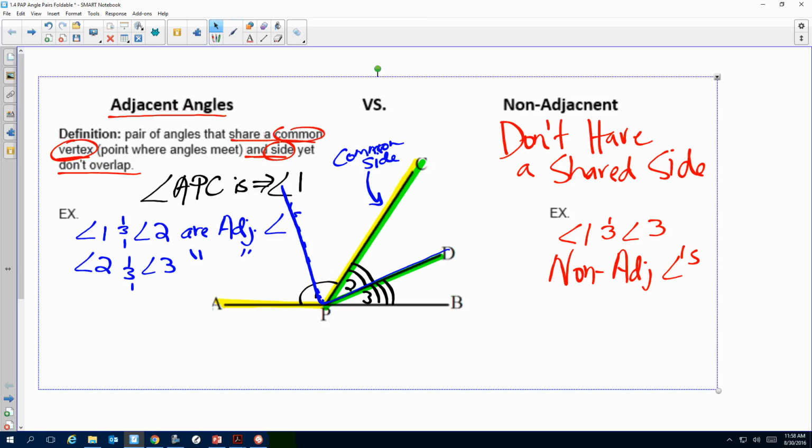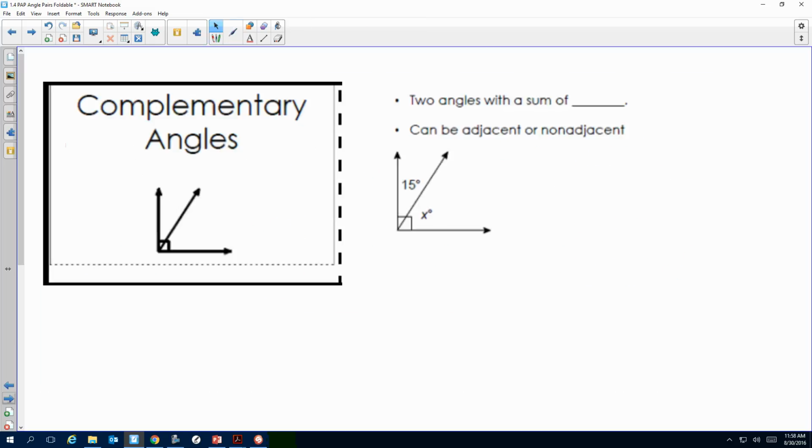All right, so our first tab we're going to look at is complementary. It's at the bottom left. Complementary angles are two angles with a sum of 90 degrees. They can be adjacent or non-adjacent. Another way to help you recognize complementary: this C for complementary, I can turn into a 9 to get 90 degrees. Complementary have a sum of 90, and they can be adjacent or non-adjacent.